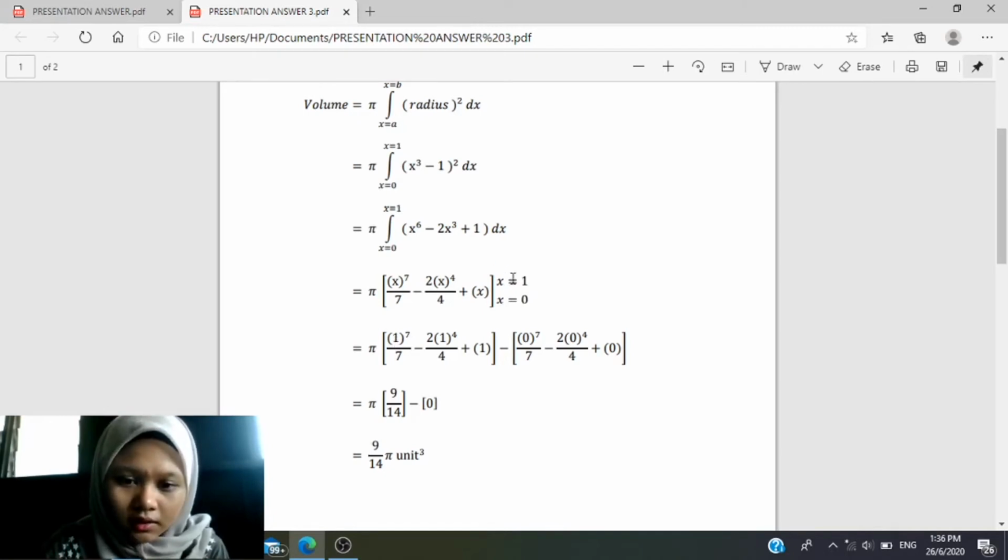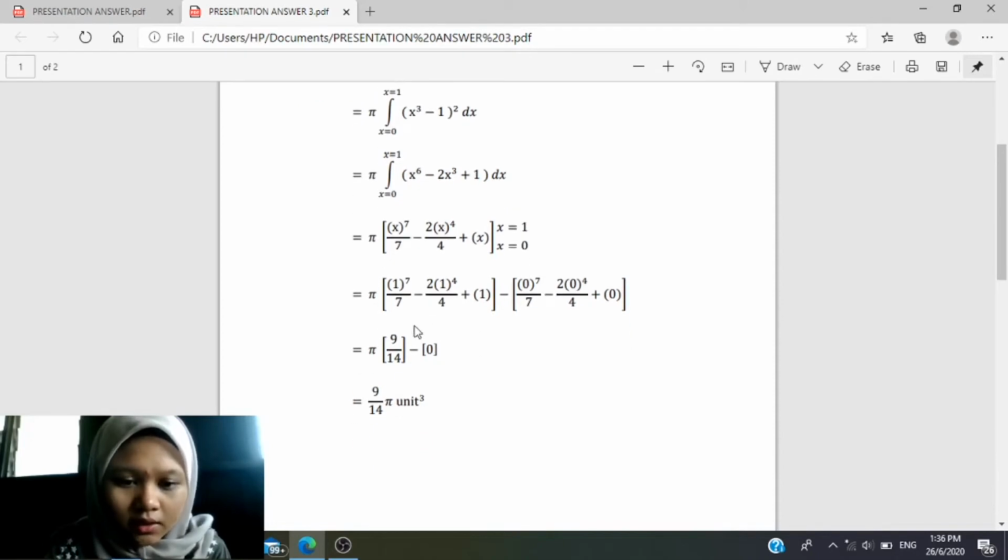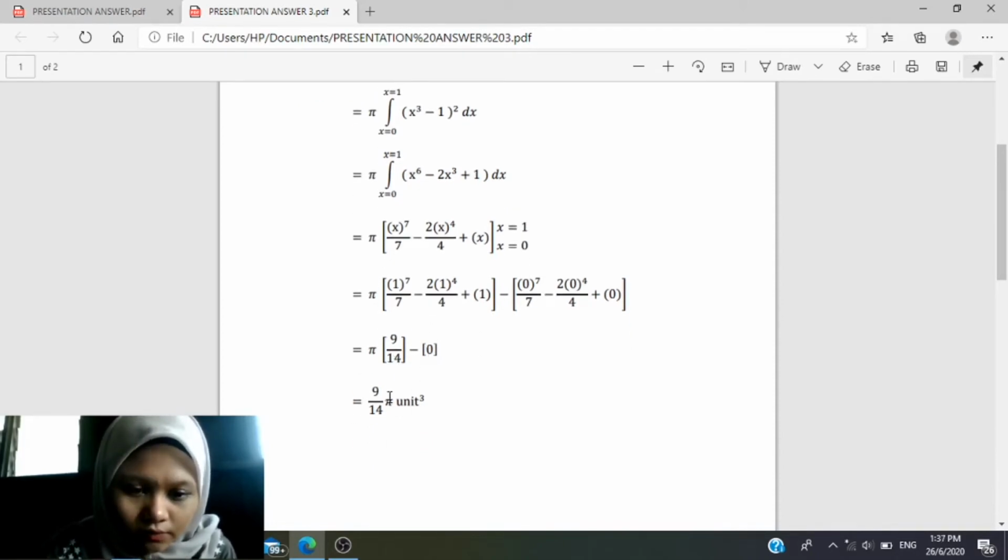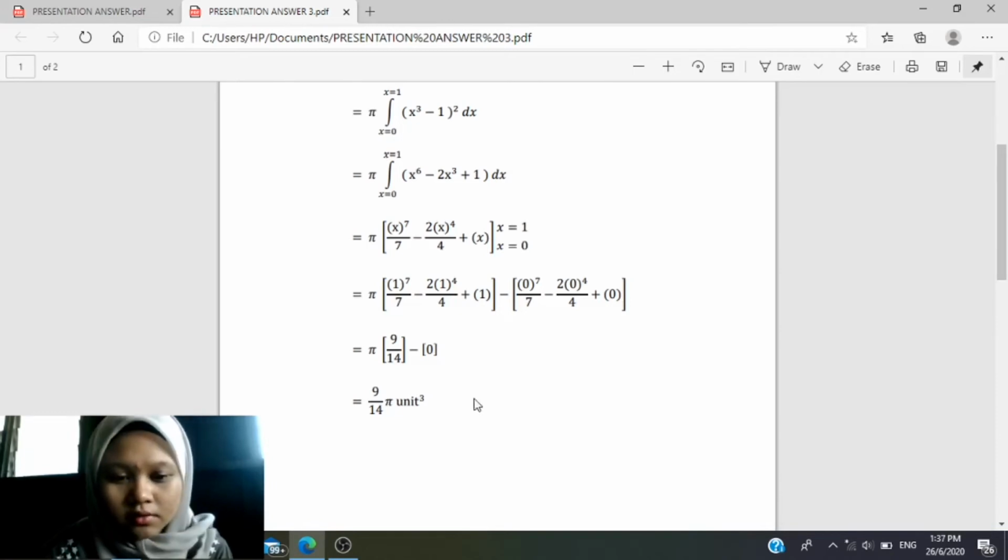X is equal to 1. We replace here and here, and subtract. We use this equation too. By subtracting, we replace x with the lower boundary, which is 0, and then the final answer is 9 over 14 pi unit cube.